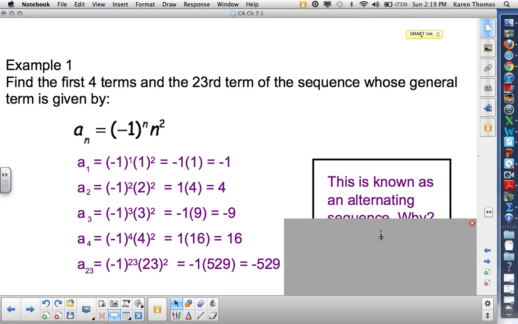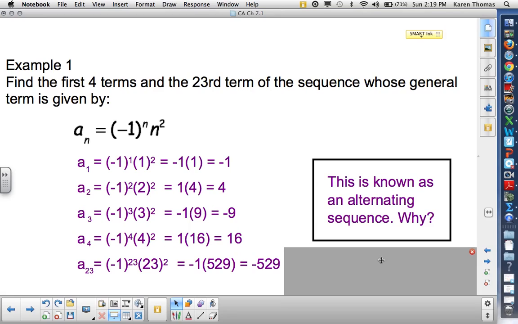This type of sequence is known as an alternating sequence. Why do you think that is? Please answer this question and bring it to class in your notes. We will ask this question during class.